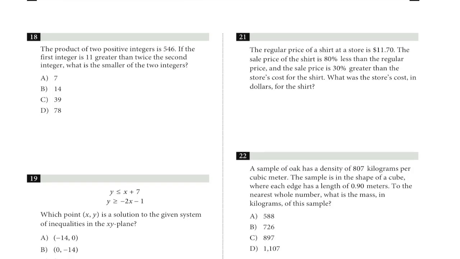All right, number 18. The product of two positive integers is 546. If the first integer is 11 greater than the second integer, what is the smaller of the two integers? So let's just say the product of two positive integers. So we'll call them x and y. So product means we multiply. So is in math means equal.